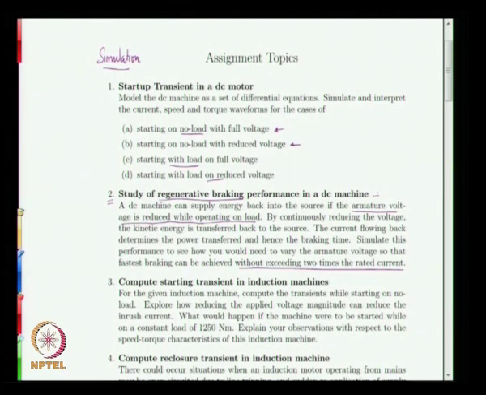Again, the goal of these assignments is not just to do some simulation, but to interpret these results appropriately and to understand that the physical behavior of machines can be studied with the help of these equations. All these exercises are in some way related to what really can happen physically.